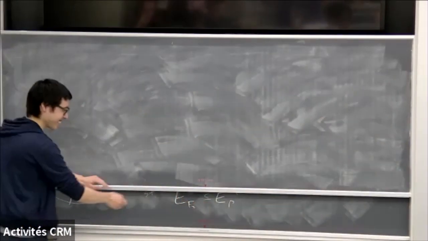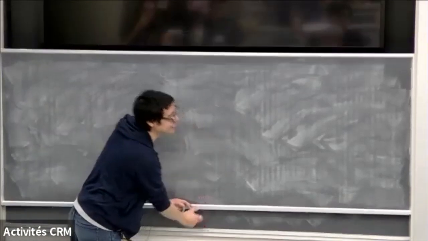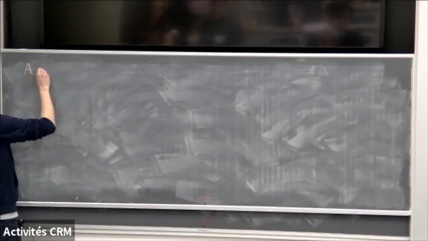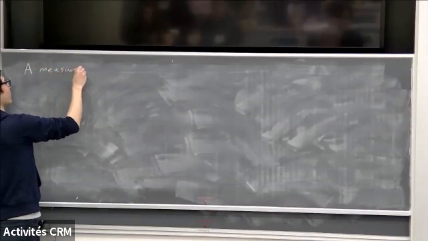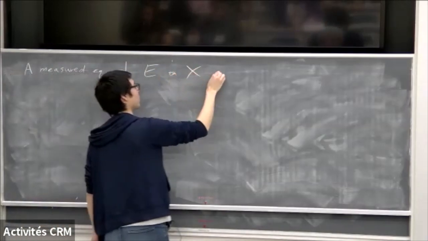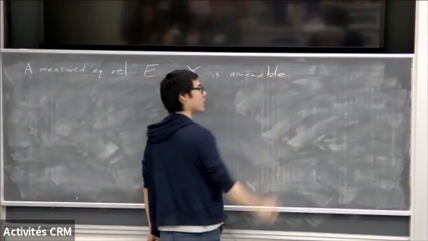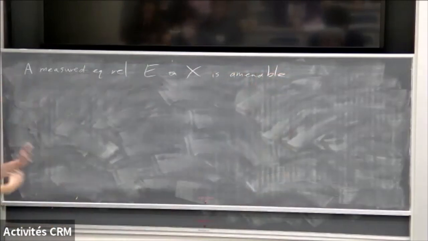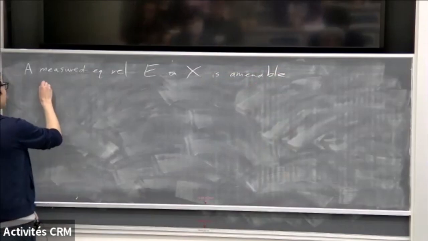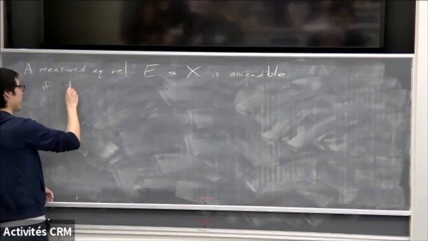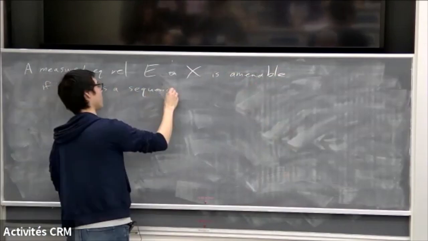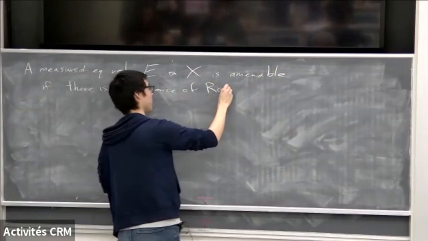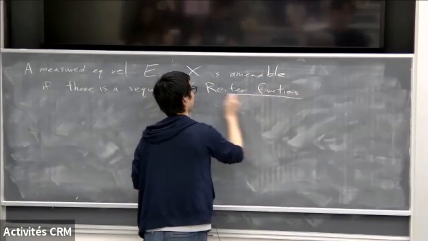Okay, so let me define what an amenable equivalence relation is. A measured equivalence relation E on X is amenable if there are Reiter functions, which is the easiest version of the definition you can write, but there are other ones. So if there's a sequence of Reiter functions, which I will make precise.